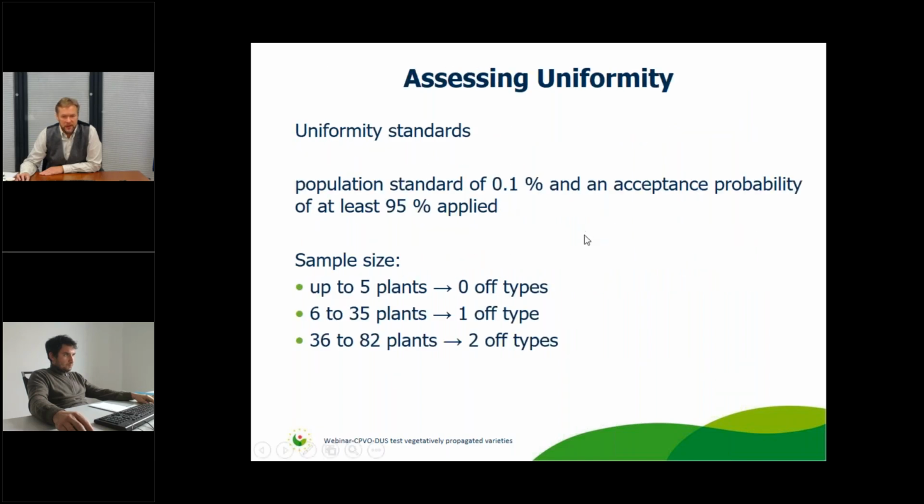For vegetatively propagated varieties, we apply the uniformity standard of 0.1% with an acceptance probability of at least 95%. It means for a trial with 6 plants or fewer, we do not allow an off-type. If we have 6 to 35 plants in the trial, which is the case for the great majority of varieties, we allow 1 off-type, and if we have up to 82 plants, we allow 2 off-types.